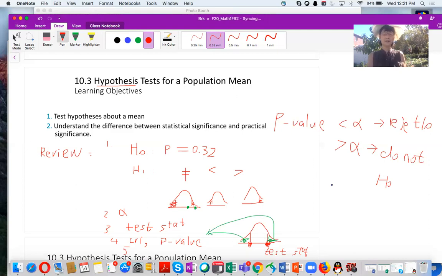So in this lecture, I will conduct hypothesis test about the population mean. By the end of this lecture, you will be able to use two approaches to do hypothesis test for population mean. One is the classical approach, compare critical value with your test statistic. The other is the p-value approach, compare p-value with alpha. And I will also talk about the statistical significance and the practical significance.